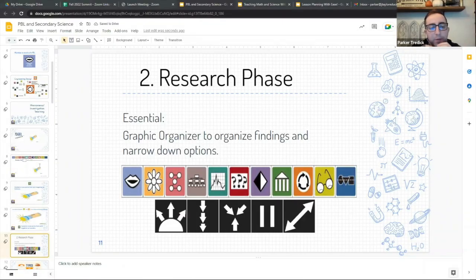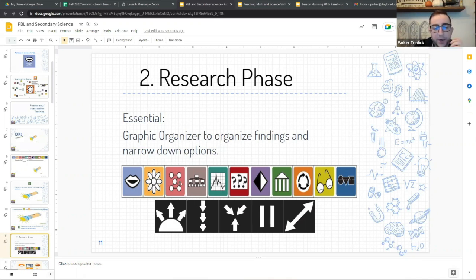One of the most essential things, no matter what you do, is you've got to use a graphic organizer to organize the findings and narrow down their options. At this point, they don't really know what they want to do, right? You want to give them that freedom, that flexibility to differentiate to meet their needs. So I have all 16 icons here.